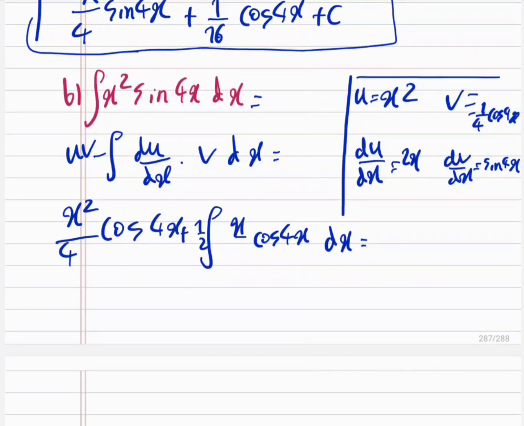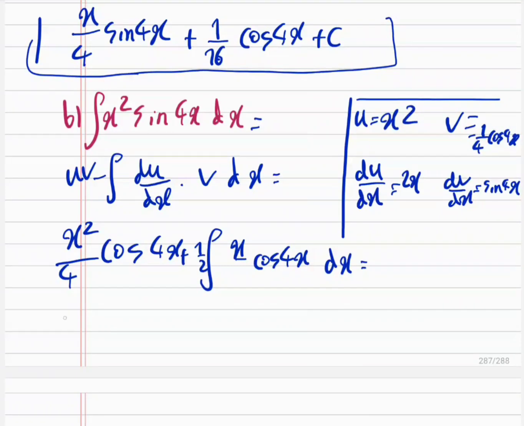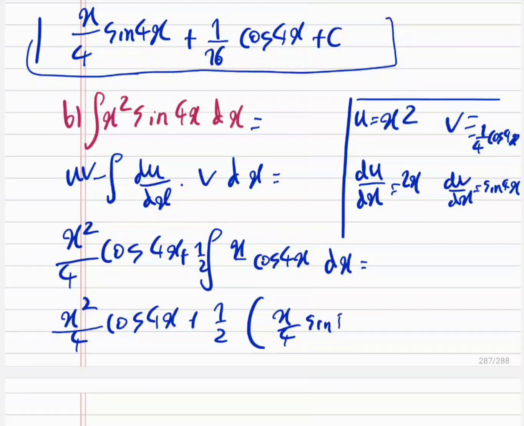So we are just going to rewrite this here, and we have x squared over 4 cos 4x plus half, and then bracket, this expression, which is the answer of this integral. So x over 4 sine 4x plus 1 over 16 cos 4x, and at the end we have just a constant.